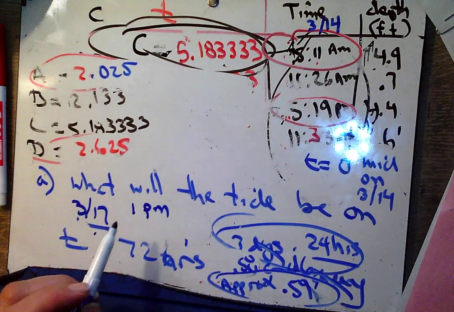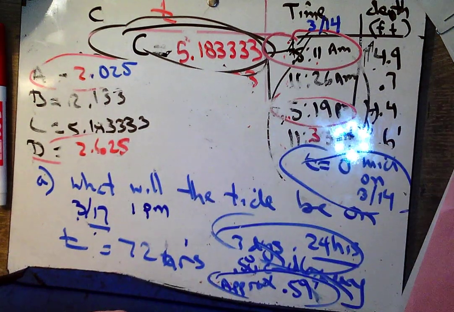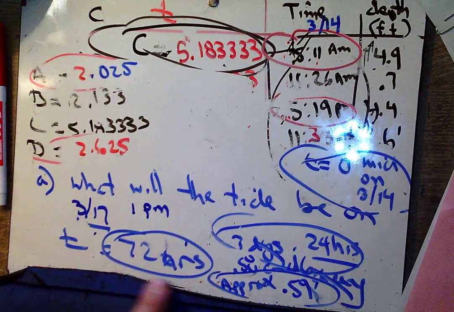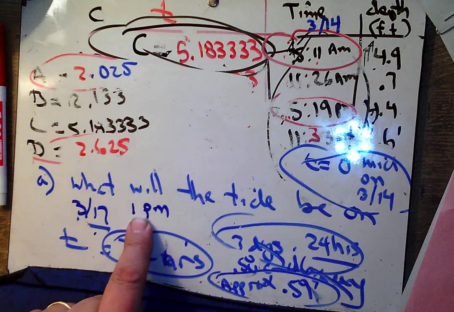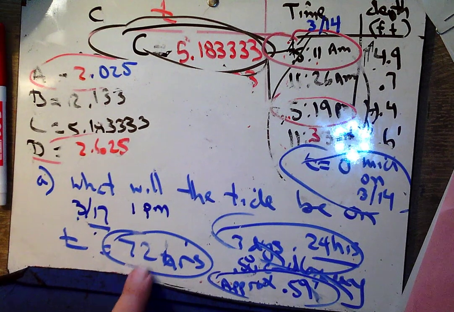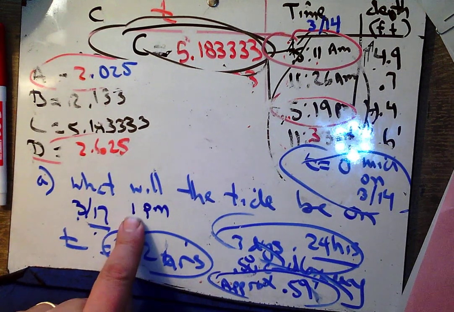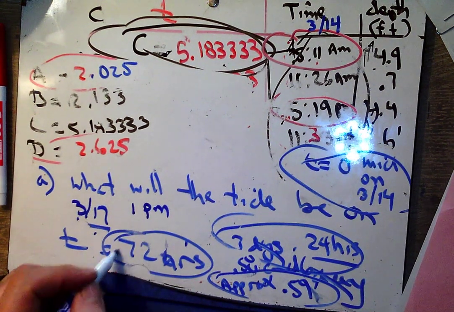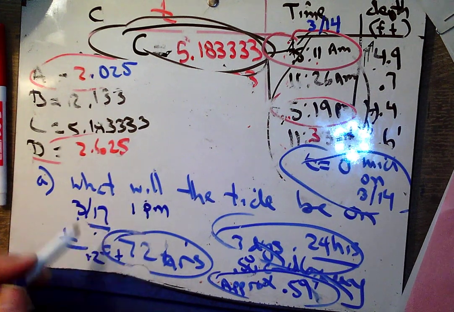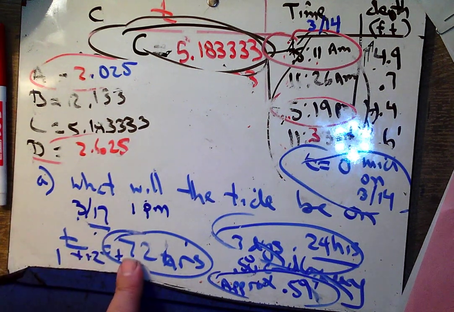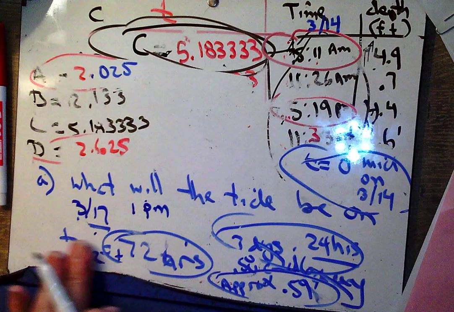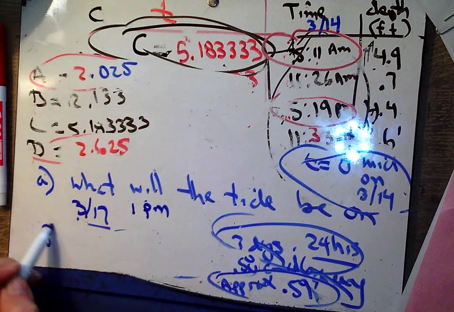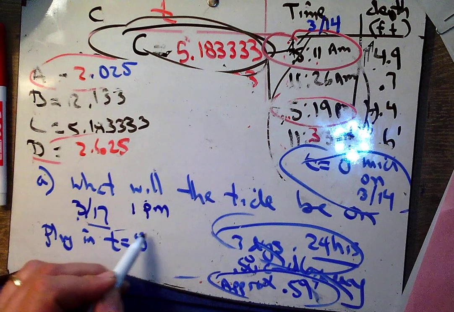Well, here's how I can do it. We know we're starting on midnight the 14th, and we know from the last problem that it's 72 hours to get to midnight on the 17th. But I want 1 p.m. on the 17th. How many hours after this midnight on the 17th would 1 p.m. be? Well, going from midnight to noon will be 12 more hours. And then going from noon to 1 will be 1 more hour. So I'm going to have 72 plus 13, 85. So if they ask about that, I'm plugging in t equals 85.